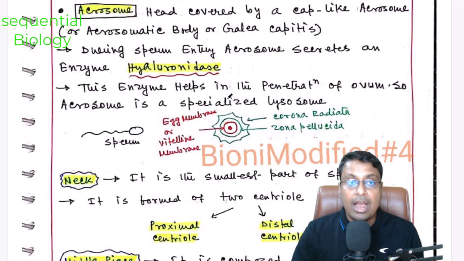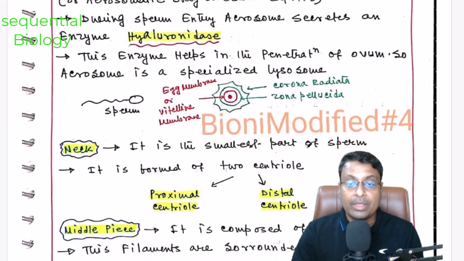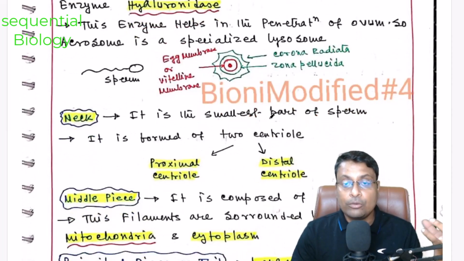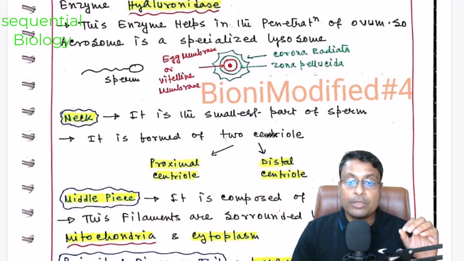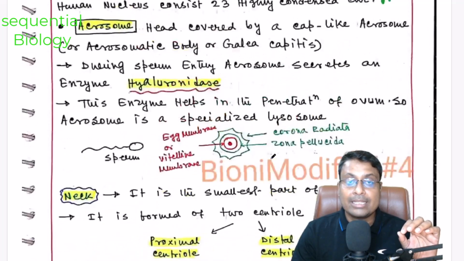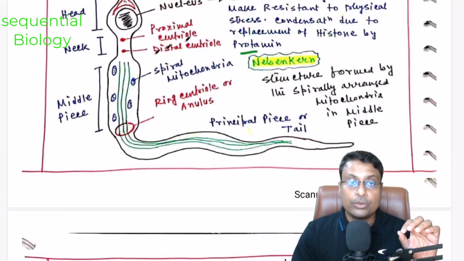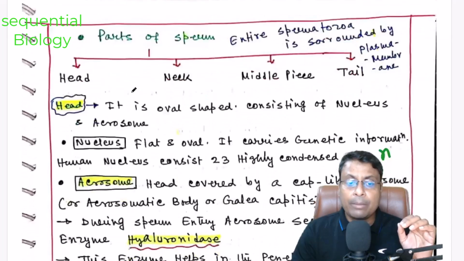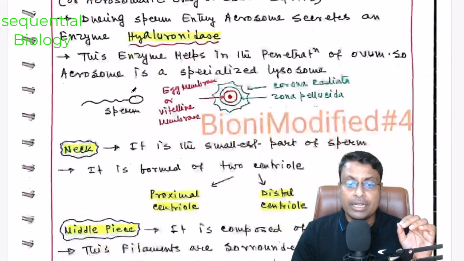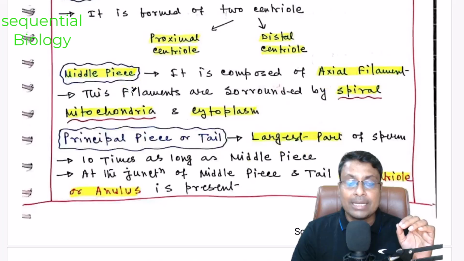After the head region, a small region is present, and this is the smallest part of the sperm. It unites the head with the middle piece, and it is formed of the true centriole, the proximal centriole and the distal centriole. This is the neck, the smallest part of the spermatozoa, and in this neck region the proximal centriole and the distal centriole are present. From the centriole the microtubules originate, and these microtubules extend through the middle piece up to the end of the tail region.